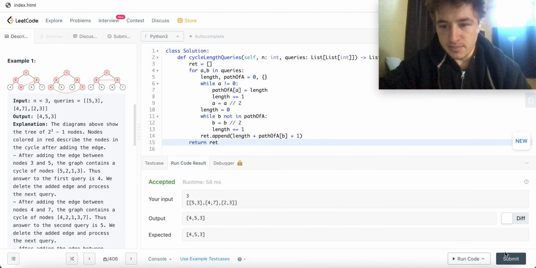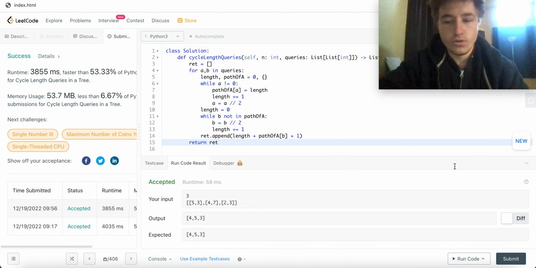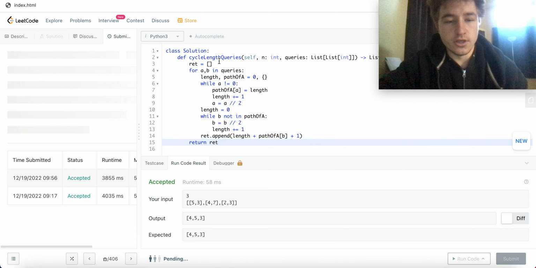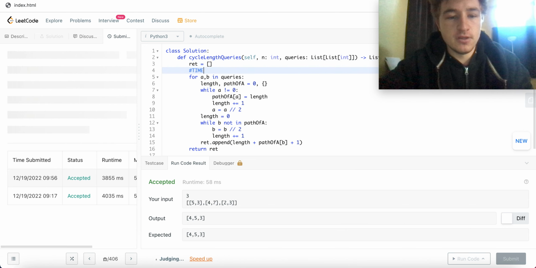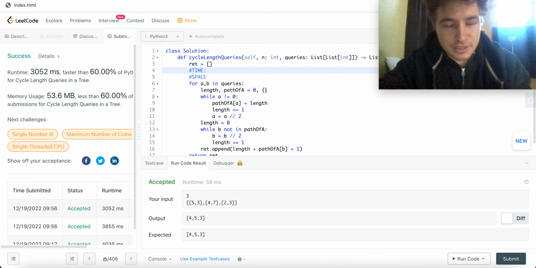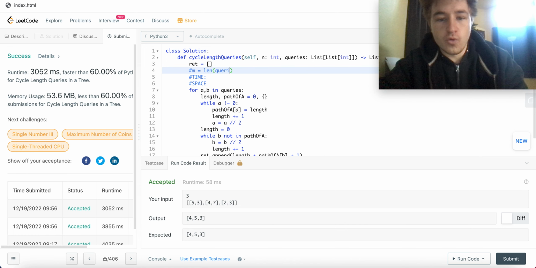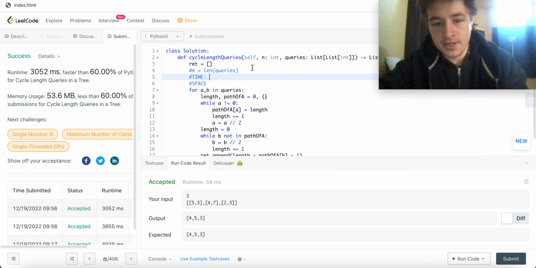All right, and then let's submit that. All right, so that's good enough for me. So what's the time and what's the space? So for time, we have to look at each of M queries. So let's say M equals length of queries. And then we already know N is here.